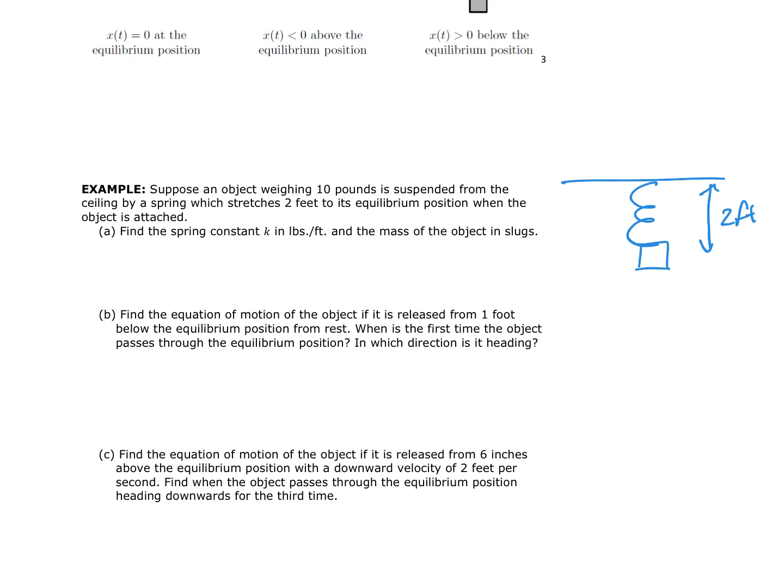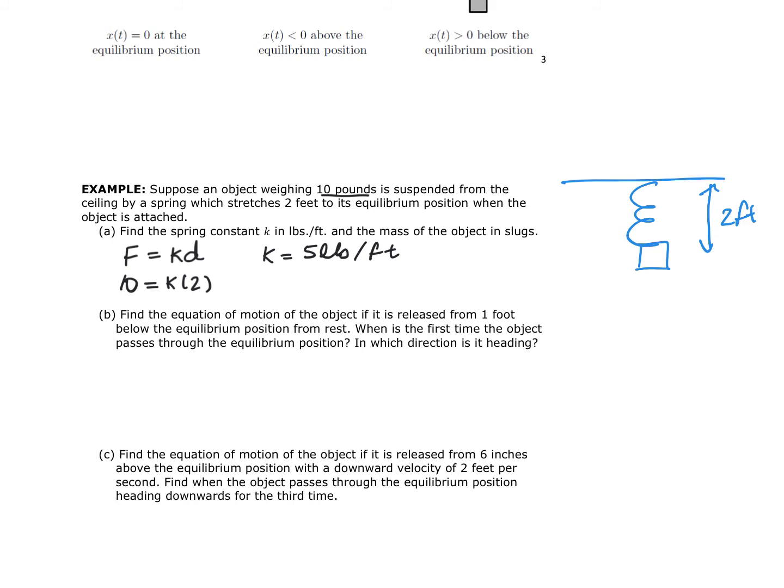Find the spring constant K in pounds per foot and the mass of the object in slugs. A couple of things that we know: the force for a spring is equal to the spring constant times the distance. So we have a force of 10 pounds is equal to K, and then the distance is 2 feet. So solving for K, my spring constant is going to be 5 pounds per foot, because 2 was in feet and the force was 10 pounds. Now that gives us our spring constant.